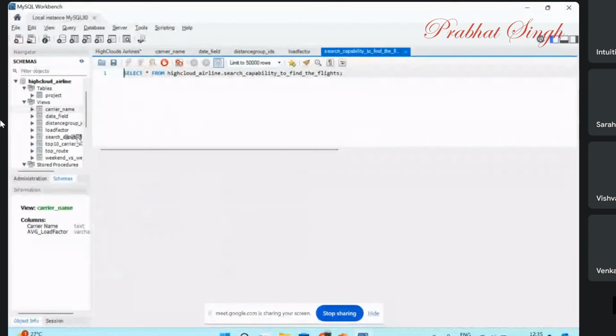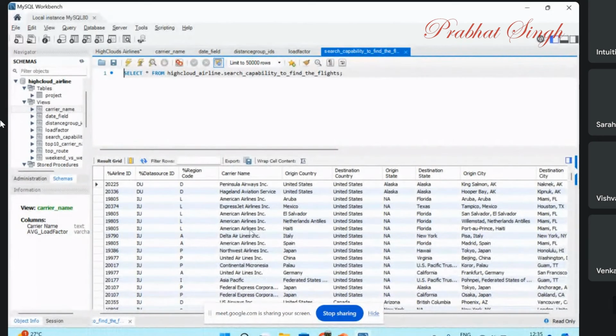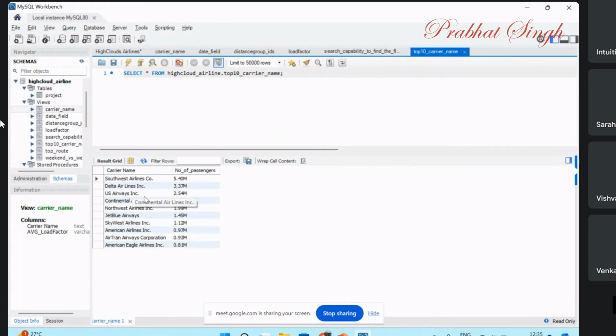And for the searching capabilities, every KPI, all the data we can find here: airline, data source, region, carrier name, origin country, destination country, origin state, and everything. And the top 10 carrier names. This is the view for the carrier name and the number of passengers. Southwest Airlines is 5.4 million, and the last one, the top 10 one, is Eagle Airlines, at 0.81 million.